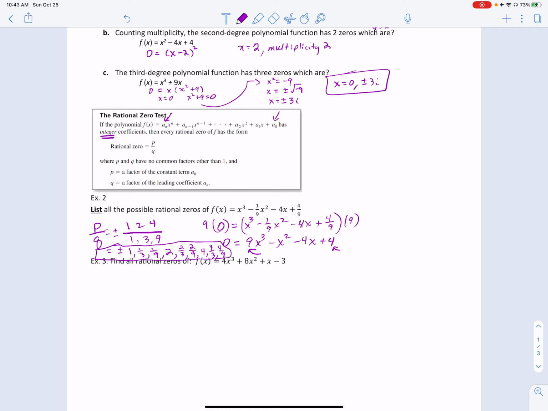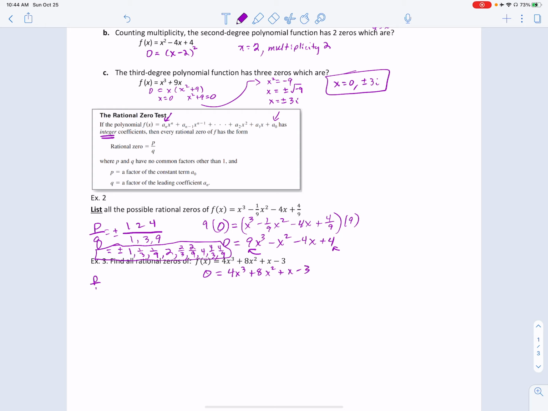So what we're going to do is use the list of possible rational zeros to help break down and factor a quantity. In f of x, in this next example, example 3, I'm looking at trying to find where it is equal to 0. It happens to already have integer coefficients, so the rational root theorem applies.